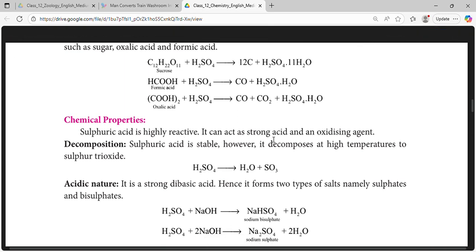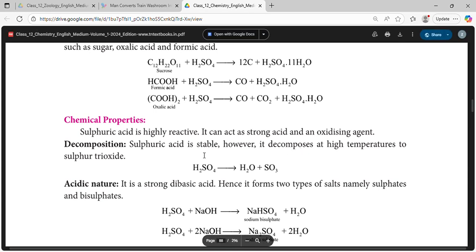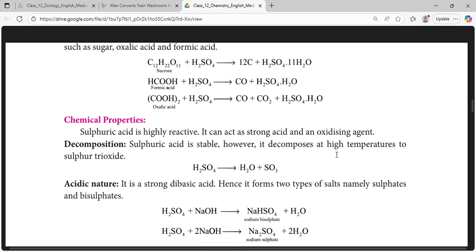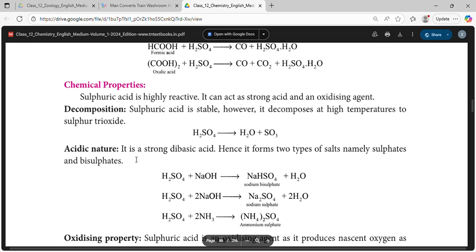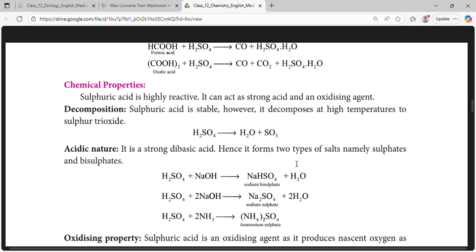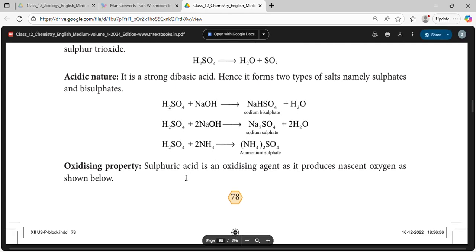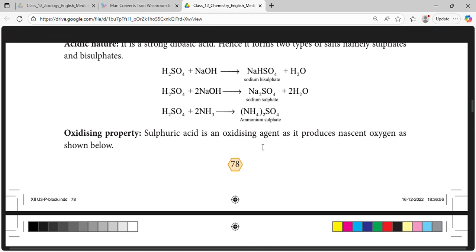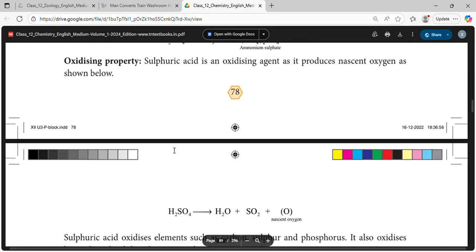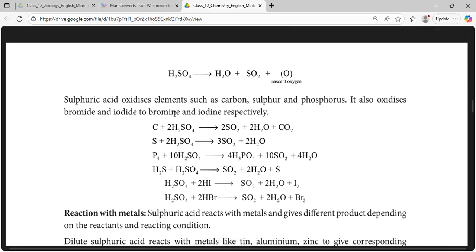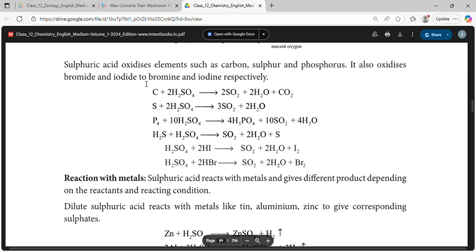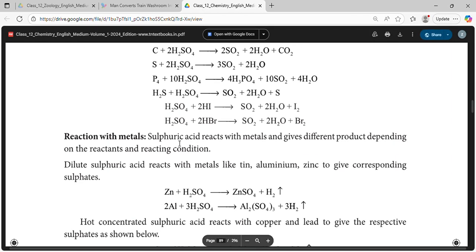Sulfuric acid is highly reactive. It can act as a strong acid and an oxidizing agent. Sulfuric acid is stable, however it decomposes at high temperatures to sulfur trioxide. Sulfuric acid is a strong dibasic acid. It forms two types of salts, namely sulfates and bisulfates. Sulfuric acid is an oxidizing agent as it produces nascent oxygen. It oxidizes elements such as carbon, sulfur, phosphorus. It oxidizes bromide and iodide to bromine and iodine respectively.